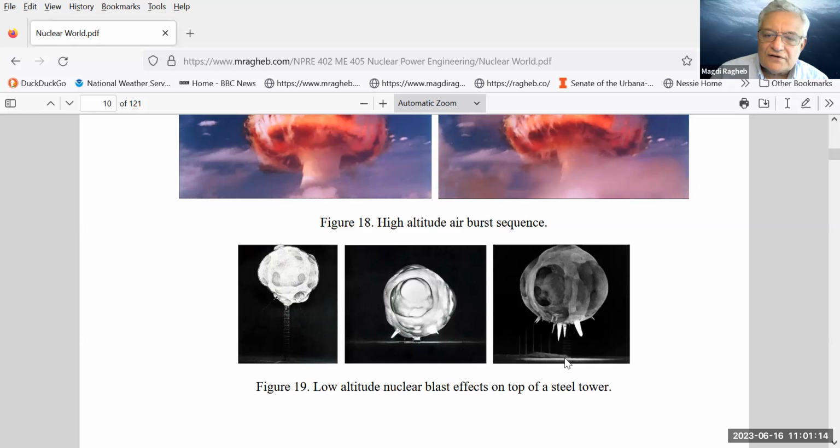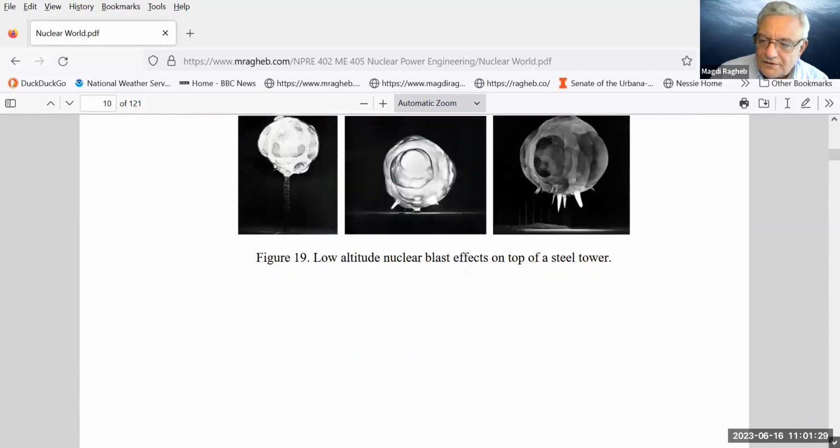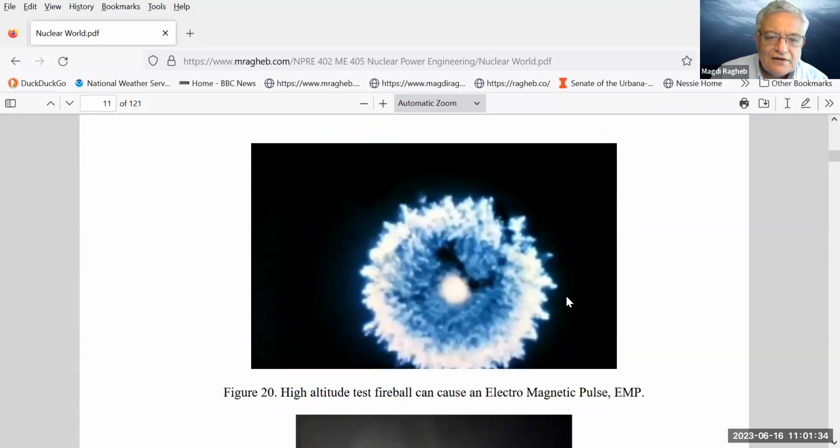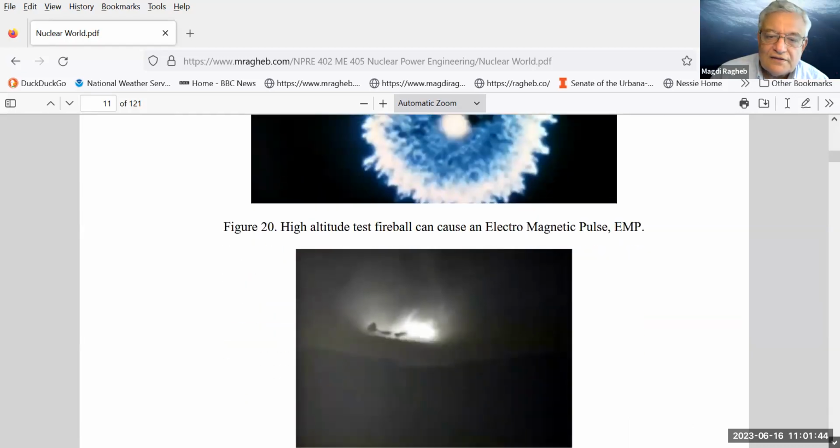Low altitude testing was also tested. This is a blast effect, not high altitude, but above the ground. So you don't find that mushroom resulting from the explosion, but you get those fireballs, and somehow they're artistic in shape for the photographers. This is a result of a high altitude test fireball, no mushroom in that case. And the concern, as I said, is the electromagnetic pulse. So it's the same as lightning.